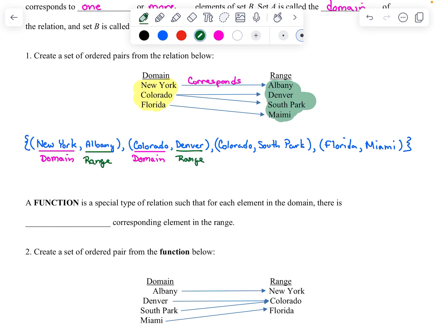And notice that I did not abbreviate any of the states' names. So for instance, I did not write NY, Albany. This is no good because NY is not in the domain.